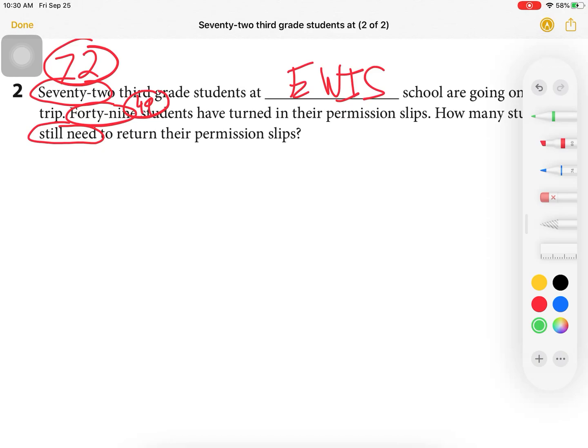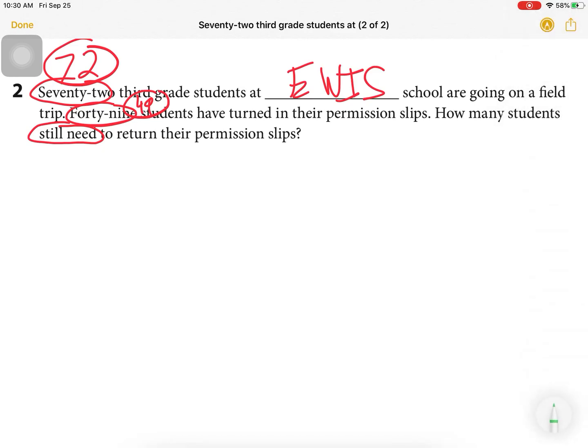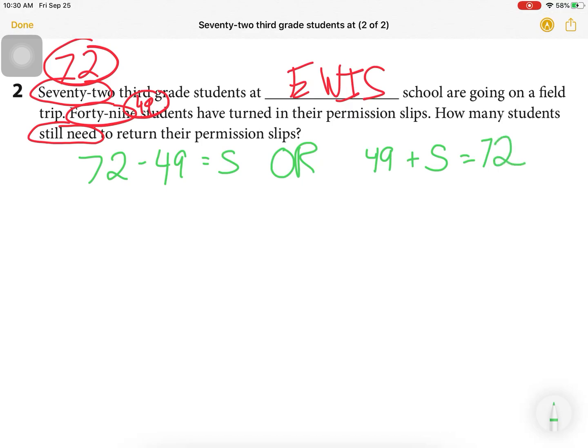Okay, now that you've unpaused the video, let's take a quick peek at some equations you could have come up with. 72 minus 49, and then I'm going to go with S for students because we're dealing with students' permission slips. So you'll be able to find it out that way, or maybe you want to think of, I know that 49 have already turned it in, plus S is going to get me to how many have already turned it in, because this is my unknown and I'm trying to get to 72, still needing that number.